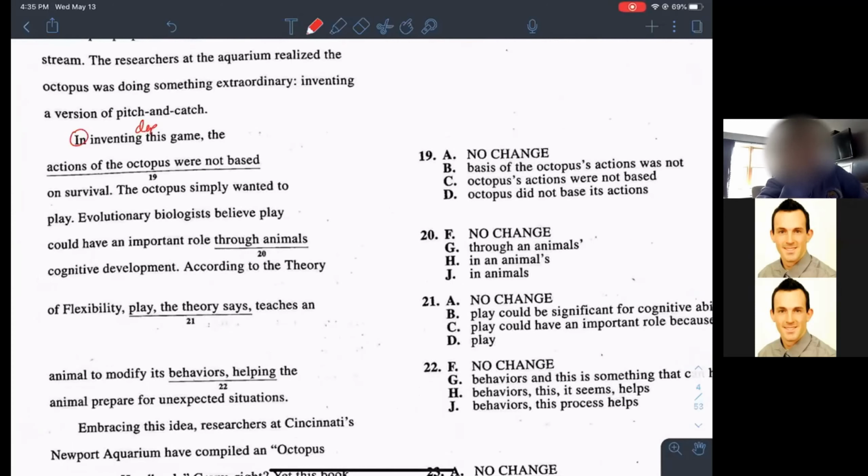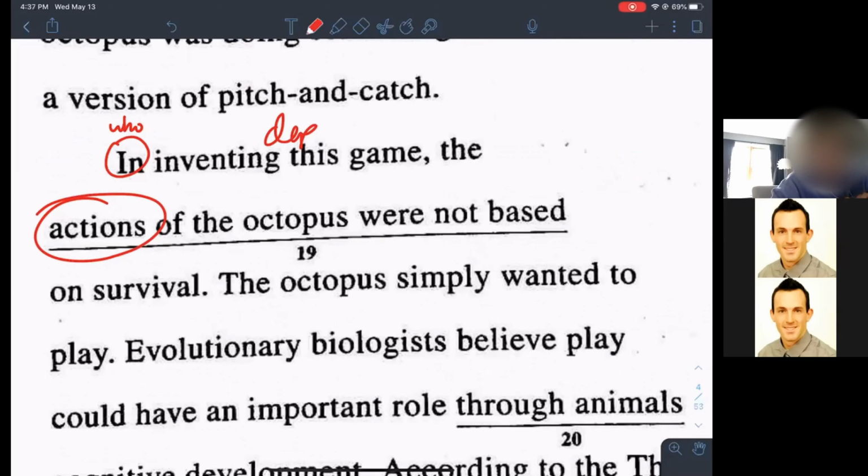What's the subject of this clause? The actions. The actions of the octopus were not based on survival, or the basis of the octopus action was not. Octopus's actions were not based. Octopus did not base its actions. If action is the subject, you want to have subject followed by the predicate. What is the predicate? The predicate is the conclusion of the sentence, and so that's more or less your verb.